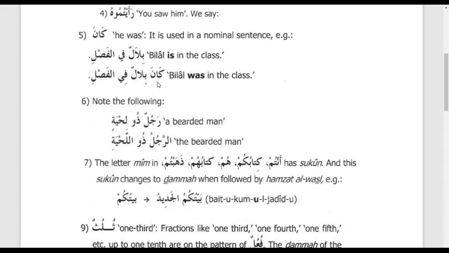I was. We did the conjugation yesterday. It seems you didn't write, or maybe you didn't memorize. Kuntu. Kuntu fil fasli. Okay, we were in the class. We were. Kunna fil fasli. Excellent. Yes. Kunna fil fasli. We were in the class.